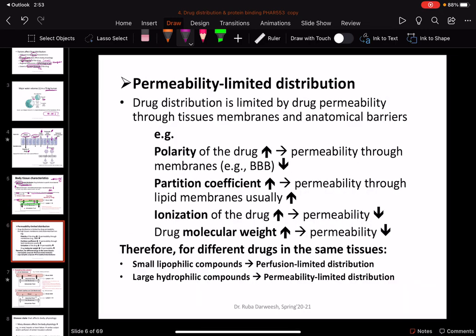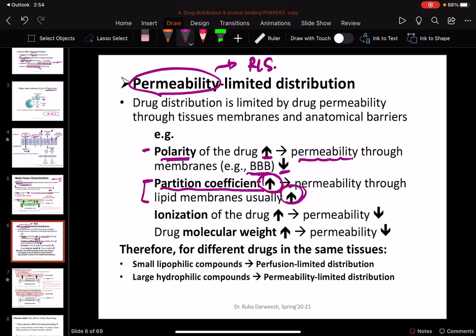Okay, when we have the permeability limited distribution, again from the name, the rate limiting step is the permeability, which means that it's not the perfusion, it's actually other factors related to the permeability or the transport of the drug through different membranes or tissues. For example, and those are examples that you already know, if the polarity of the drug increases and we are interested in the permeability of that drug to the blood-brain barrier, which is one of the main lipophilic membranes in the body, it will be decreased. If the partition coefficient increases, the permeability through membranes, which are lipophilic in nature, would increase.